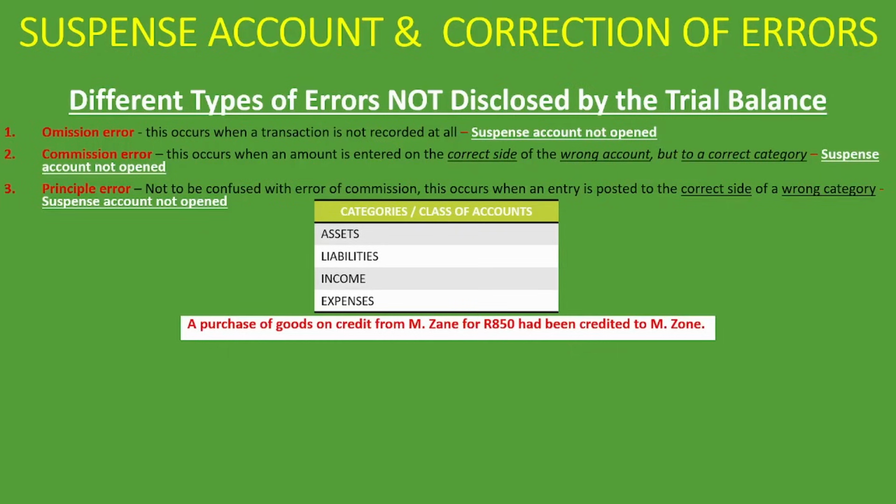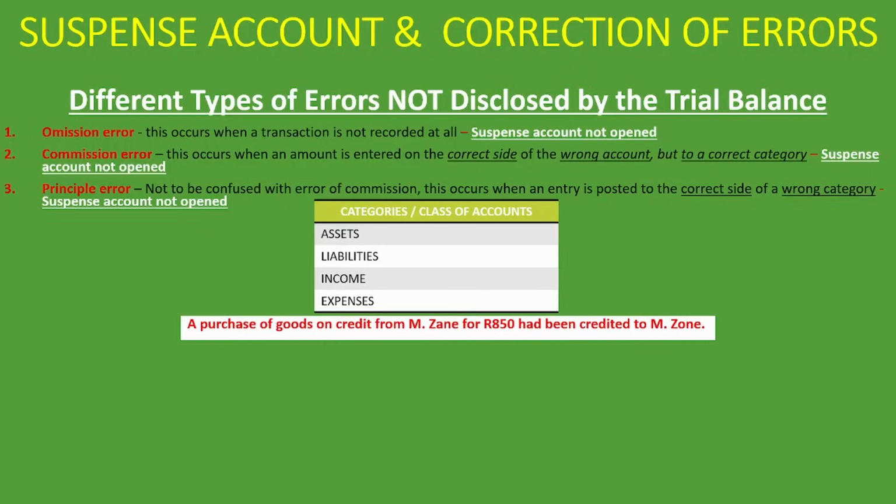But what did we do? We credited M Zone. So we credited the wrong supplier. Okay, so the debit is correct. We would have debited the goods or inventory, but the credit would be incorrect. So what error do you think this is? Well, I hope you paused and attempted it on your own here to see whether it's the error of commission or the error of principal. It can only be one of those two errors.